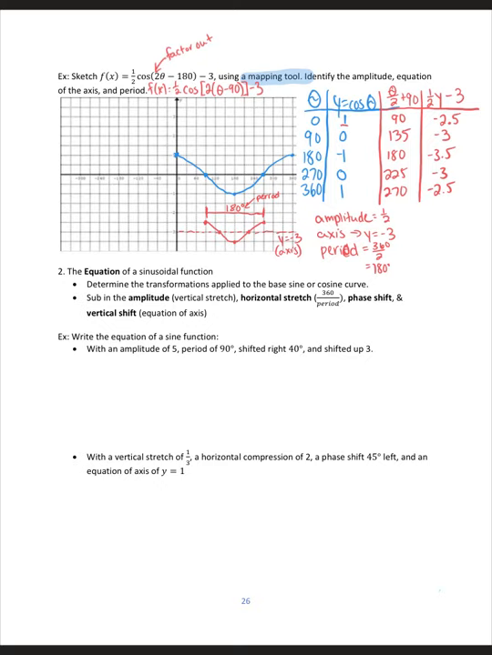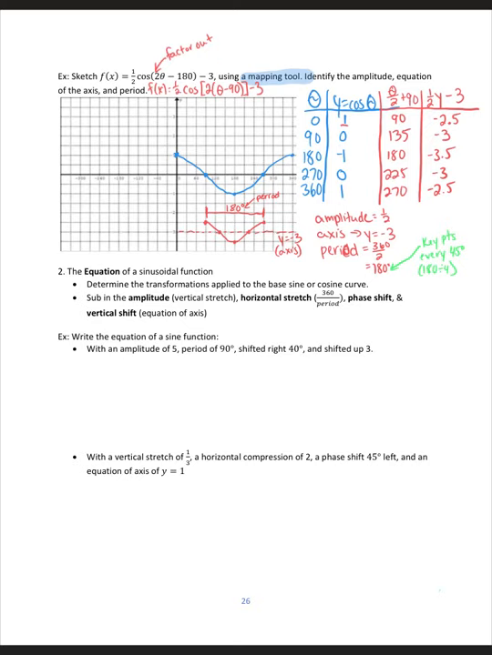We can also use that period to, again, find how often our key points are, so that we could extend that graph. Remember, we're going to take that period and divide by 4 to see how often our key points are. So 180 divided by 4 is 45 degrees. So every 45 degrees, you're going to have another key point.